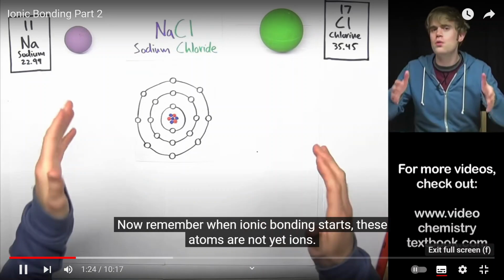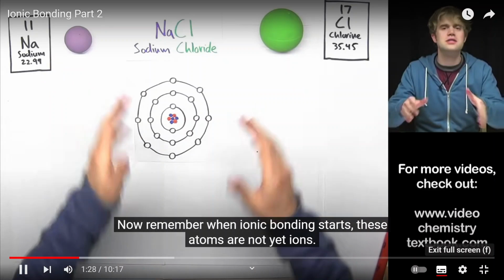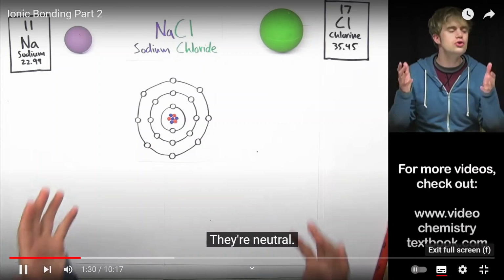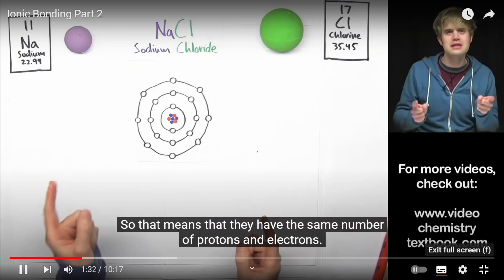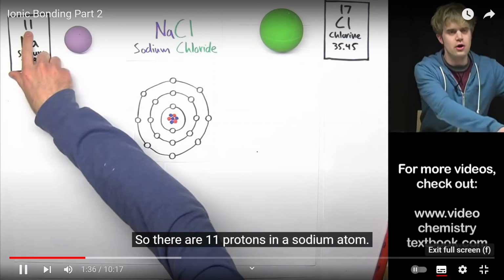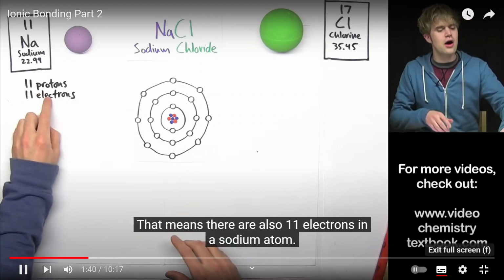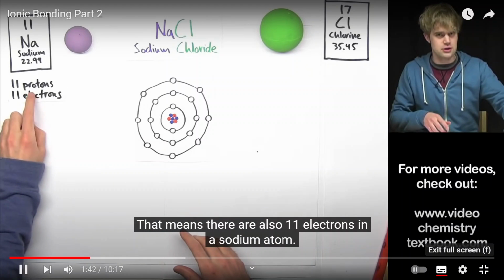Now remember, when ionic bonding starts, these atoms are not yet ions. They don't have a charge. They're neutral. So that means that they have the same number of protons and electrons. So there are 11 protons in a sodium atom. That means there are also 11 electrons in a sodium atom.